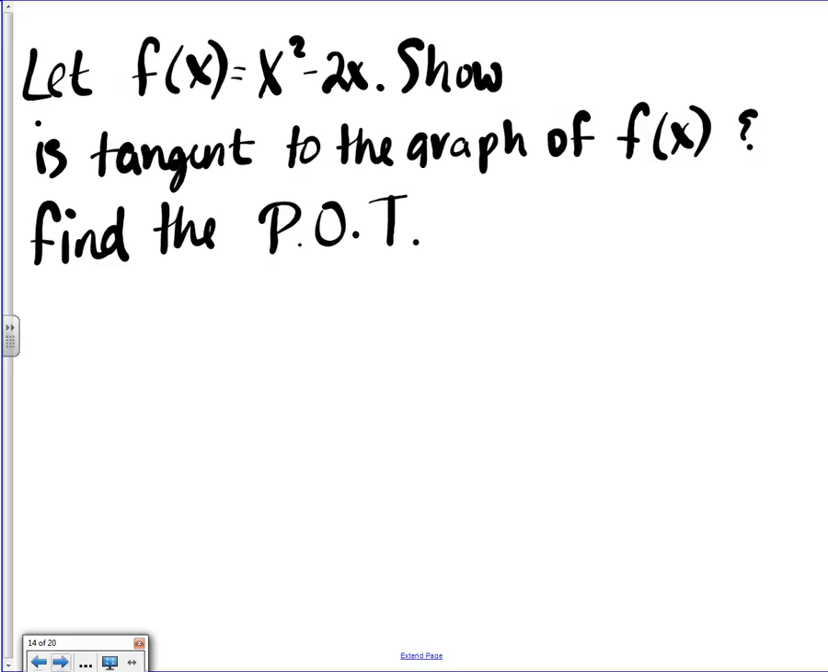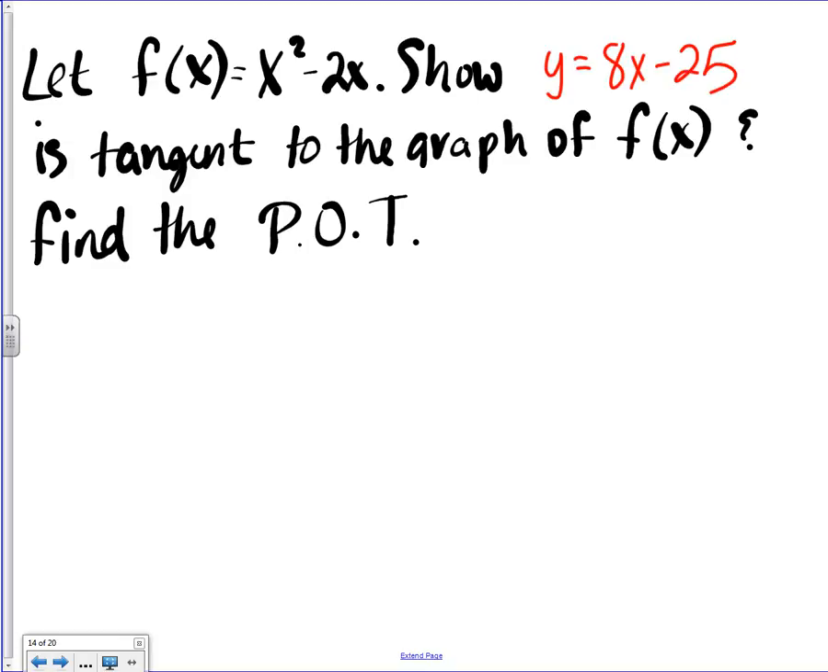All right, so a new function for you, that's a quadratic. Show that this thing is tangent to the graph of f of x and find the point of tangency. Well, if that's my function, I need to show you what the actual line is. So I kind of missed that portion, sorry folks. My line here looks like this.